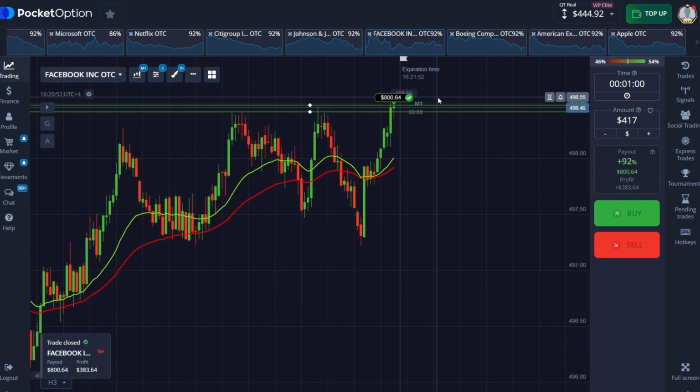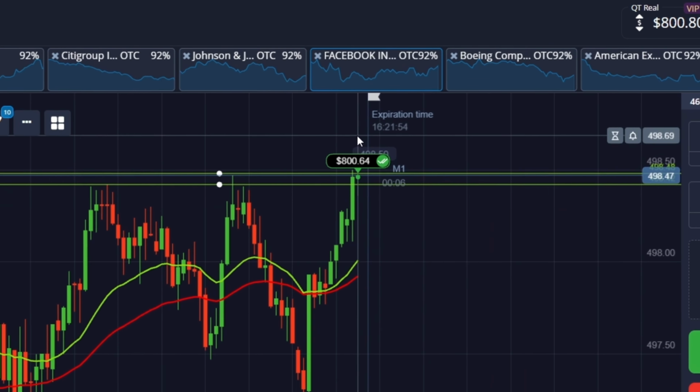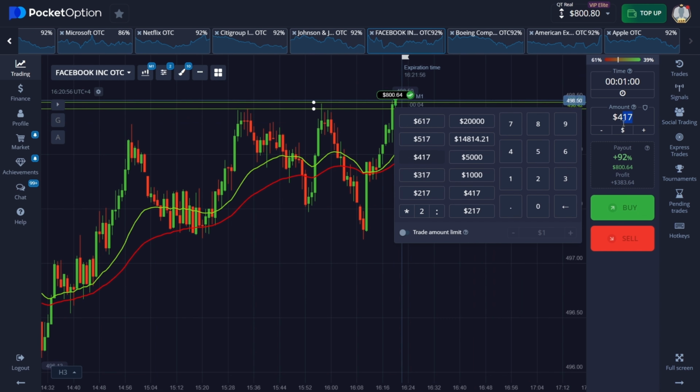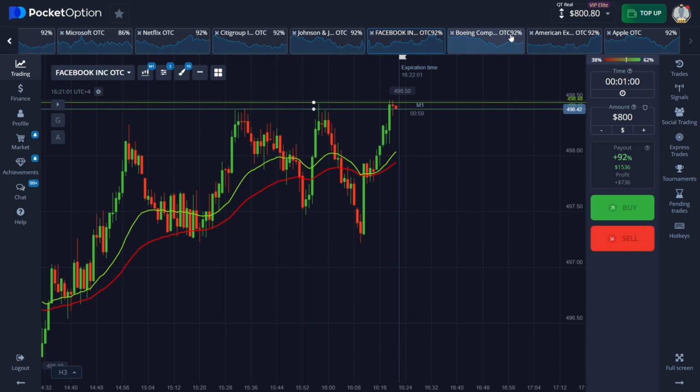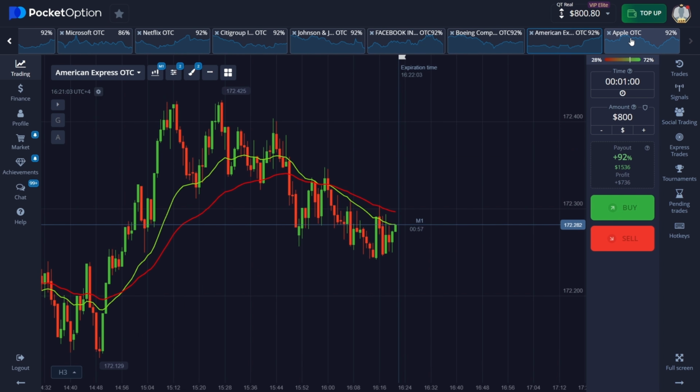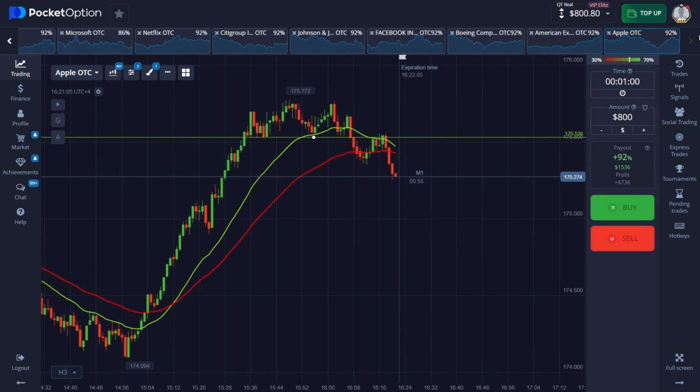Only a few seconds left, and it's a win. So we won another trade. Now my balance turns into $800 from just $10. Let's find another trade on the OTC market for $800.